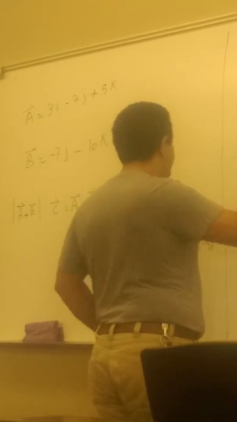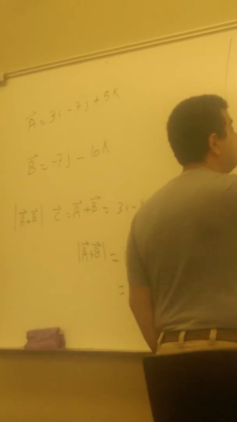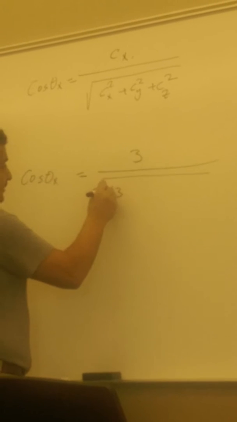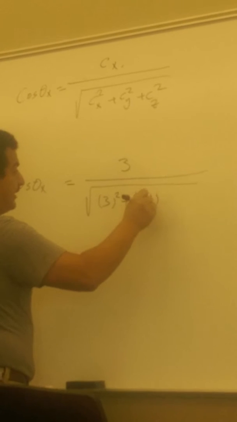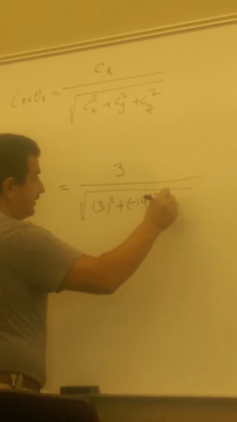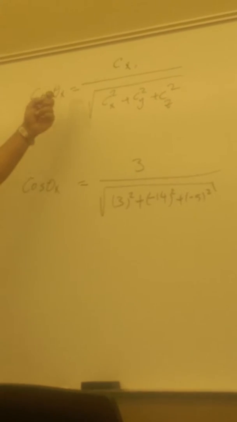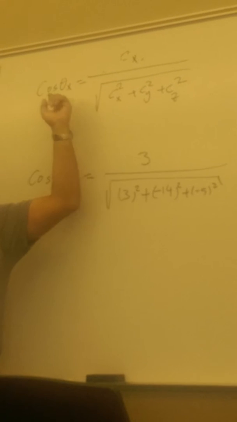Cosine theta x for my example would be what? 3 divided by the square root of 3 squared plus 14 squared plus negative 5 squared. Good? And if you want to find cosine theta y, it's the same thing. You just change it to cy, and z is the same. Good?